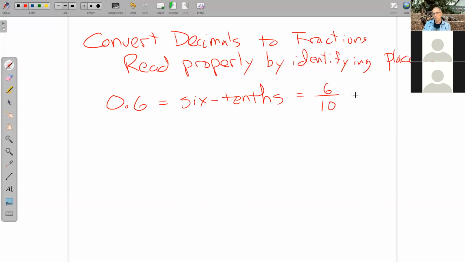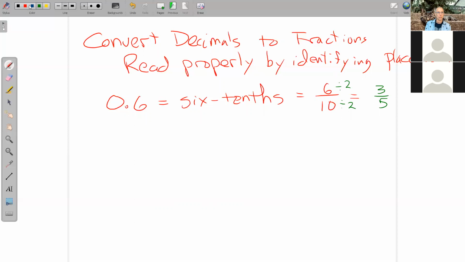So 6/10 reduces because I can divide top and bottom by 2, which is the greatest common divisor of these two numbers. And so it's also 3/5. And if we ask our calculator what's 3/5, it's going to say, hey, it's 6/10.